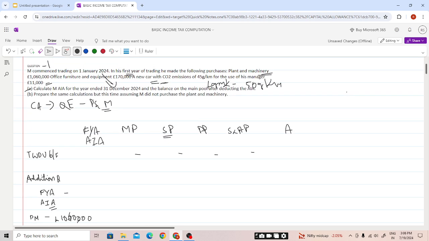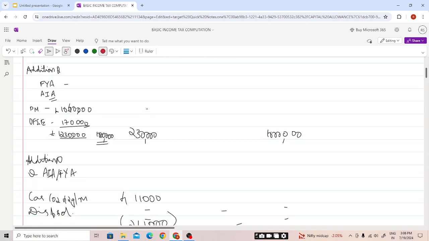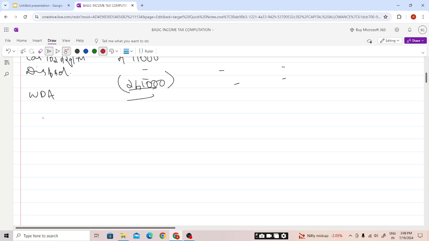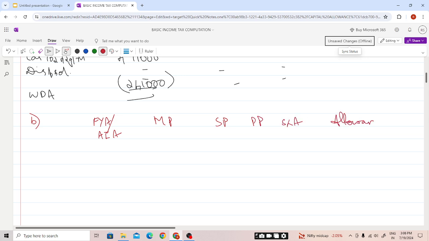Now prepare the same calculation, but this time assuming M did not purchase the plant and machinery. So M only purchased office furniture, equipment and the CO2 emission car. So they purchased only 2 items. So coming to case number B: FYA, AIA, main pool, no special pool, private asset pool, short life asset pool and allowance column. So here students, tax written down value is 0, because he is starting his trade from 1st January and it is this year he has started his trade.